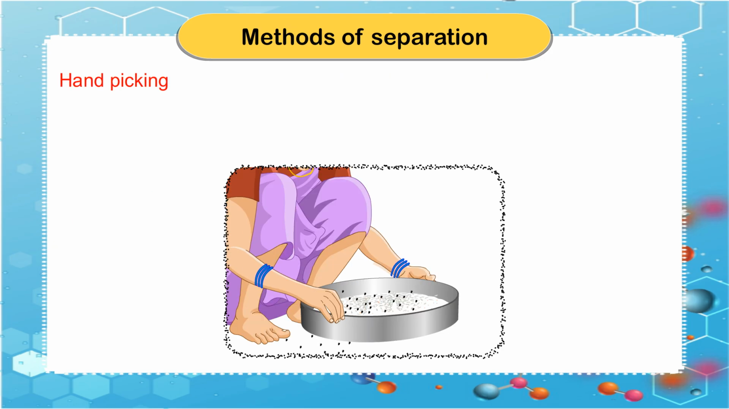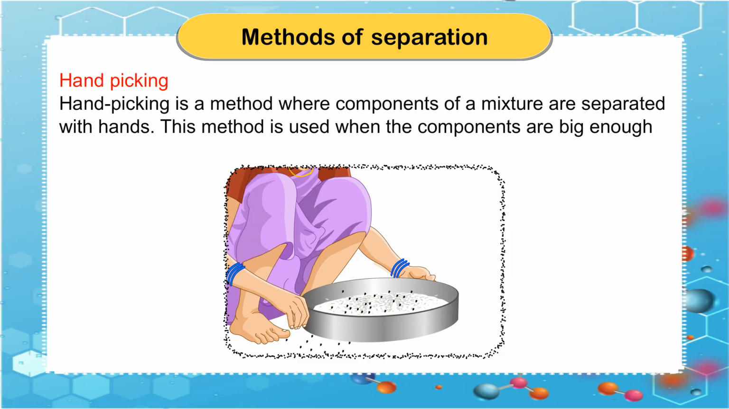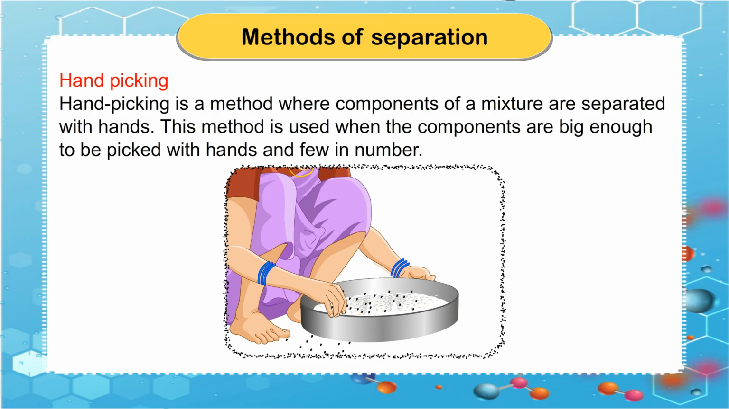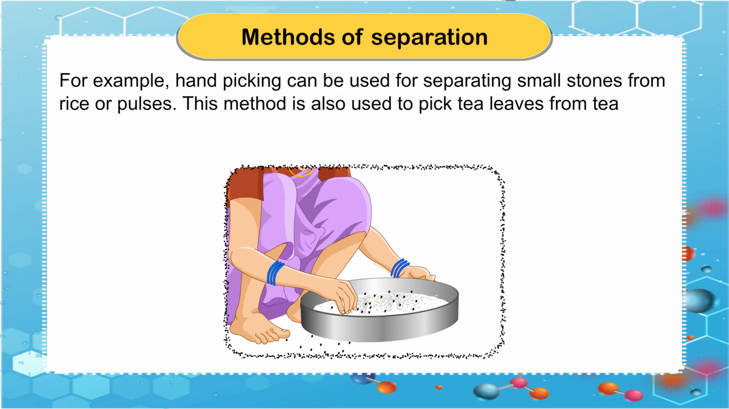Hand picking. Hand picking is a method where components of a mixture are separated with hands. This method is used when the components are big enough to be picked with hands and few in number. For example, hand picking can be used for separating small stones from rice or pulses. This method is also used to pick tea leaves from tea plantations.